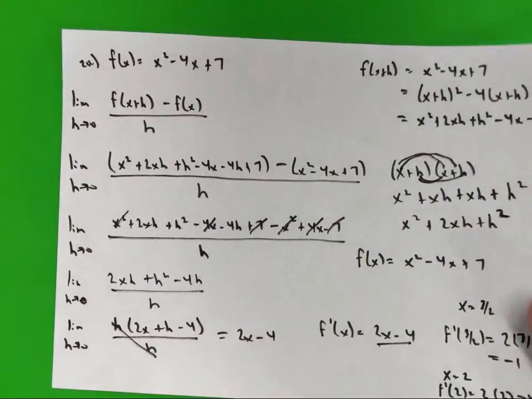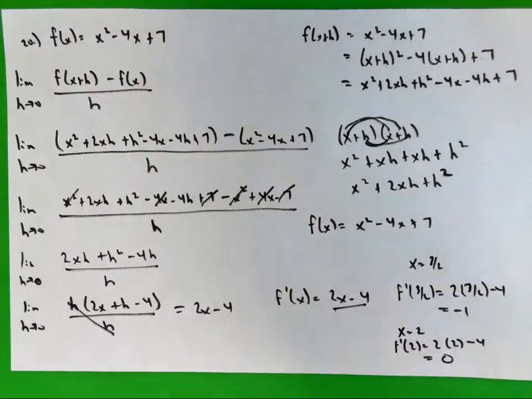Number 20. We're given what type of function here? What type of function is this? Quadratic. We want to find the derivative of this quadratic function. We have our definition. I need to find this and I need to find this. So I come over here to the side. Whatever's in parentheses, you plug it in for your variable.